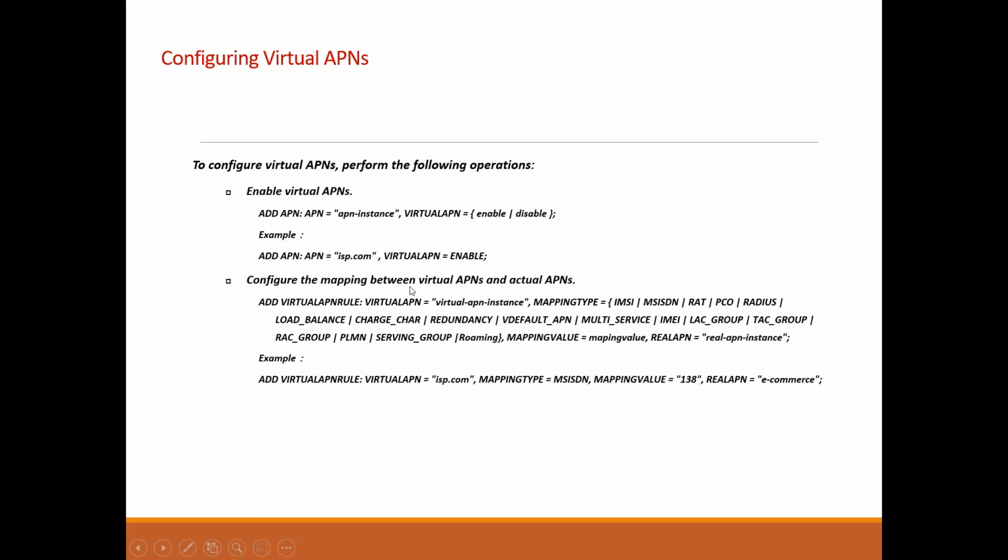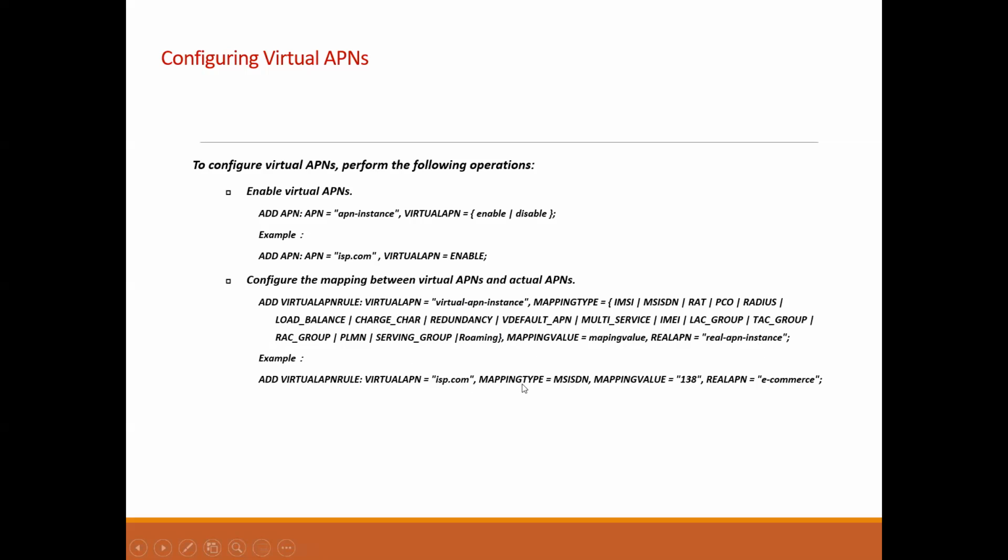And then you configure the mapping of the virtual APN with the actual APN. For example, add virtual APN rule, and then you specify the virtual APN name. So this is the name of the virtual APN. And then you specify how this virtual APN is going to be mapped onto the real APN. So it's based on IMSI, based on MSISDN segment, based on RADIUS. All these are options which are available, whereby your virtual APN is going to be mapped onto your real APN. Okay, so this is the command, and you have an example here as well.